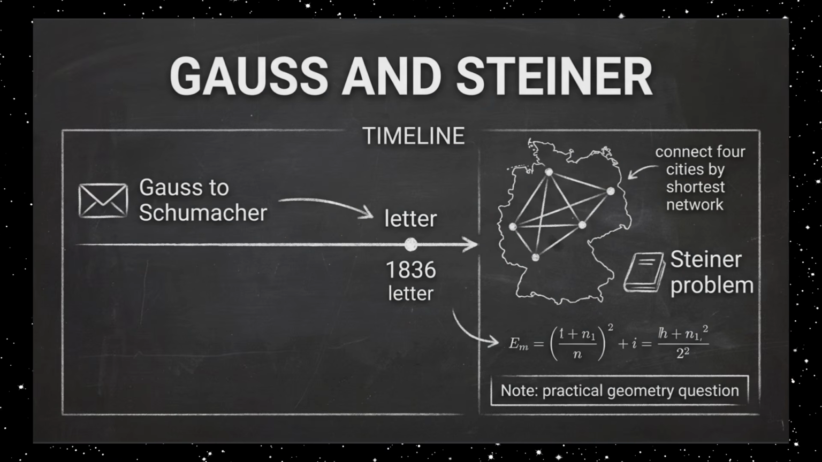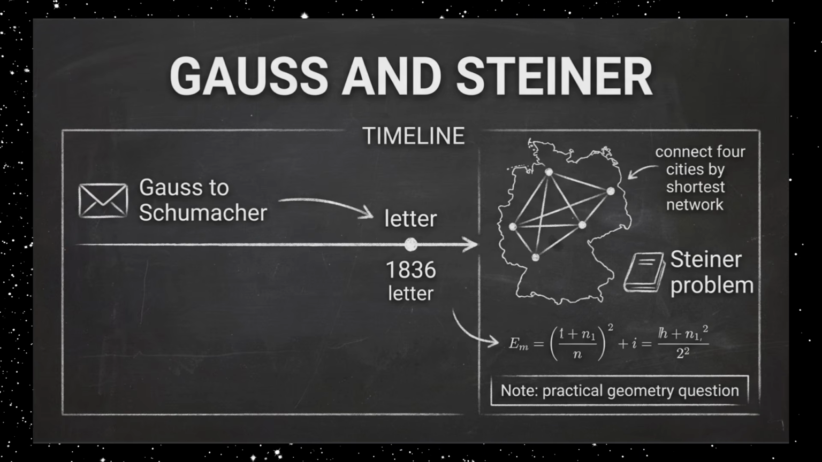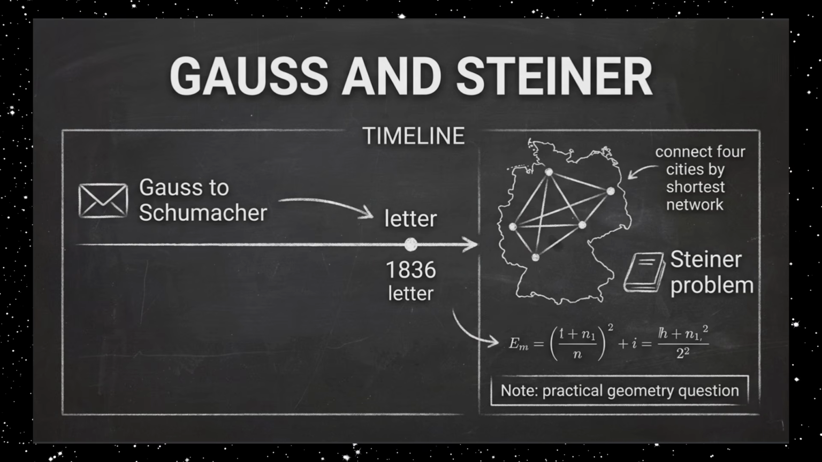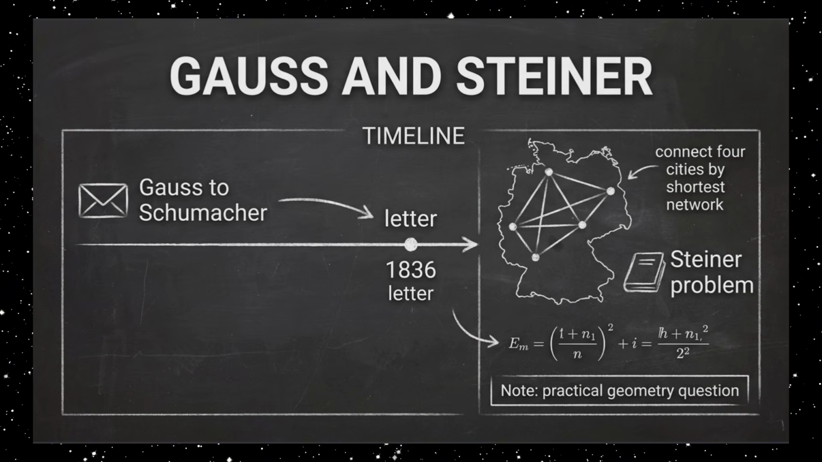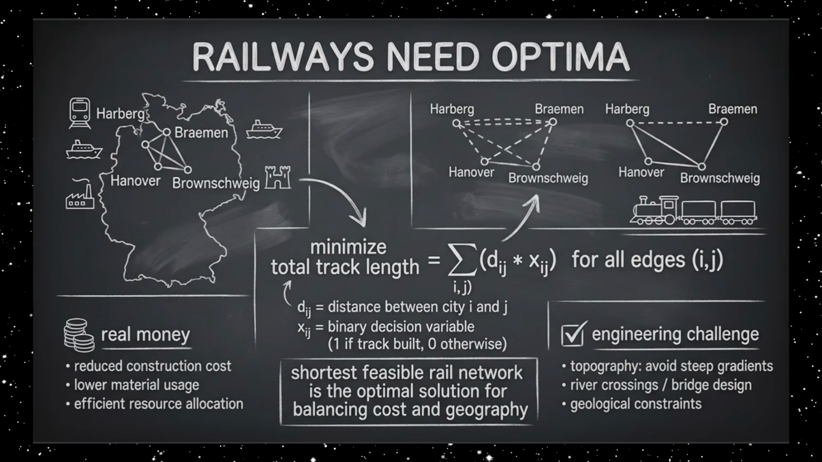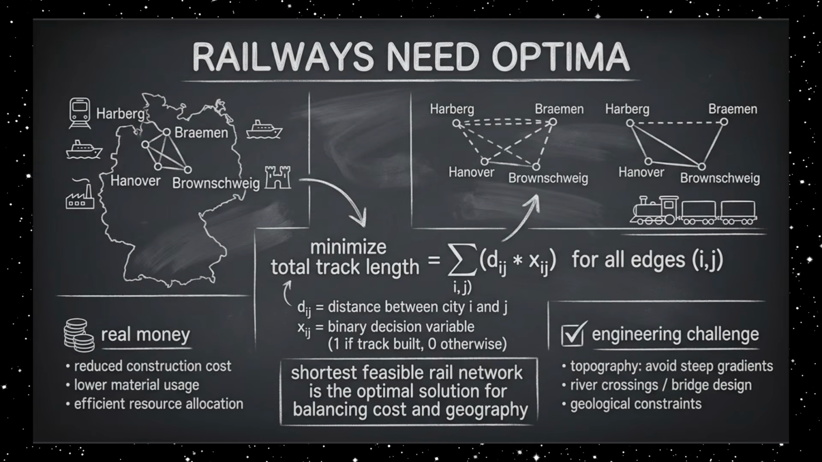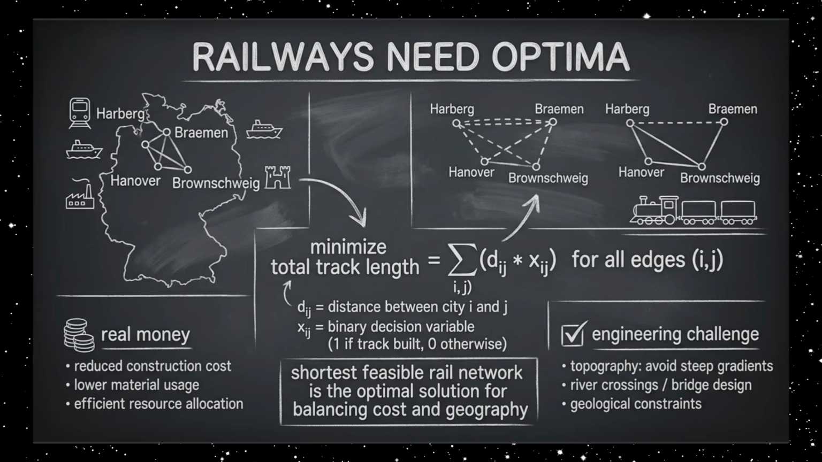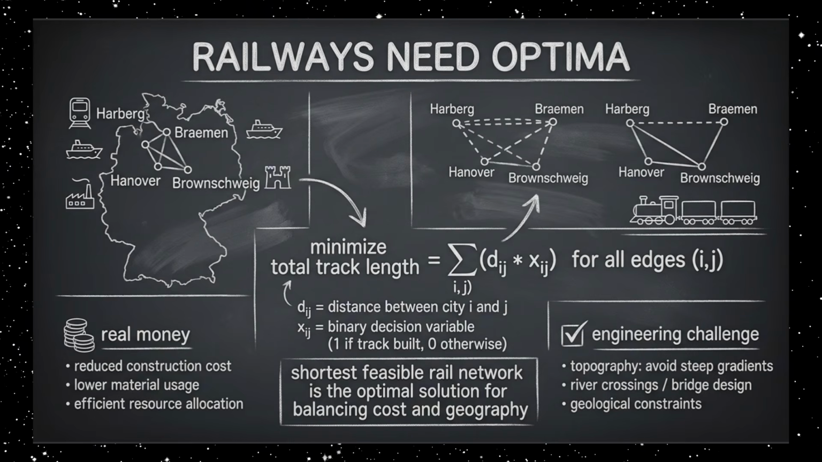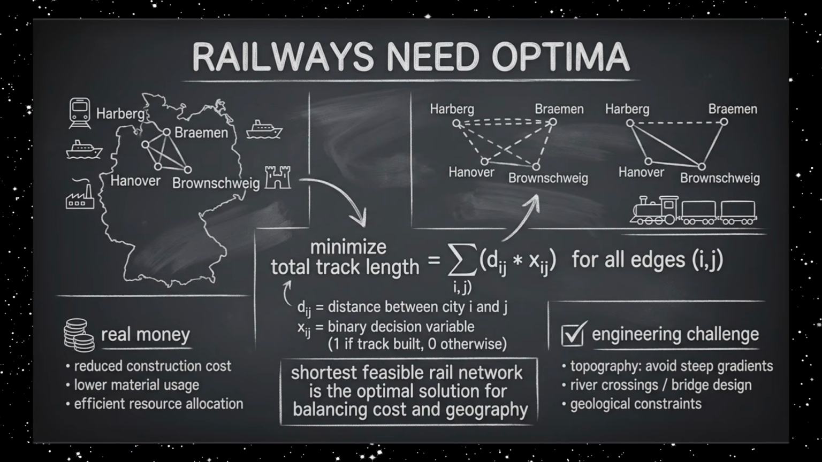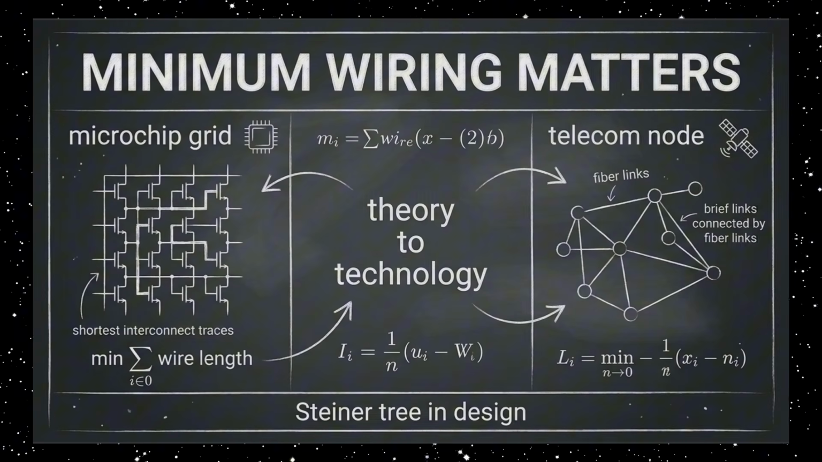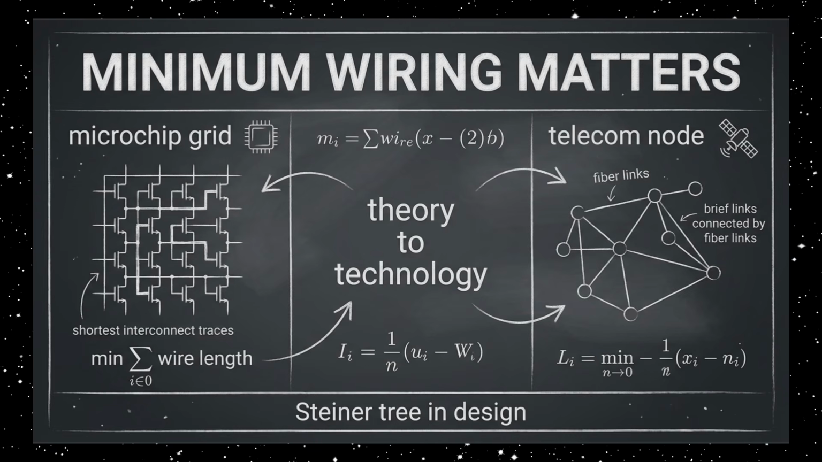Carl Friedrich Gauss, one of the greatest mathematicians of all time, was interested in the Steiner problem too. In a letter to the Danish-German astronomer Christian Schumacher in 1836, Gauss wrote about the problem of connecting four German cities, Harburg, Bremen, Hanover, and Braunschweig, by the shortest possible railway network. This was not an abstract exercise. Railways were being built across Europe. The money was real. And the mathematical question of optimal network design was a practical engineering challenge as well as a theoretical puzzle.